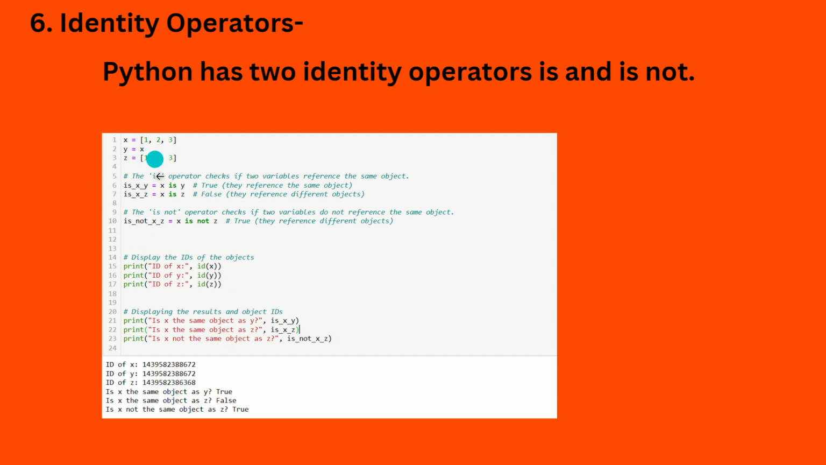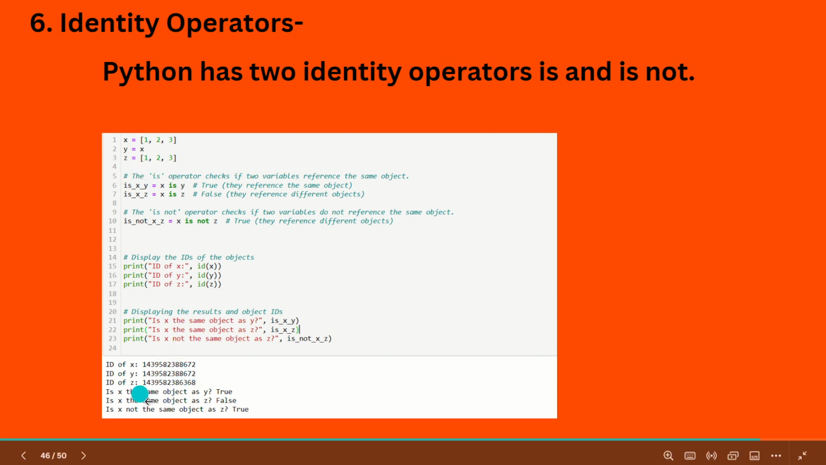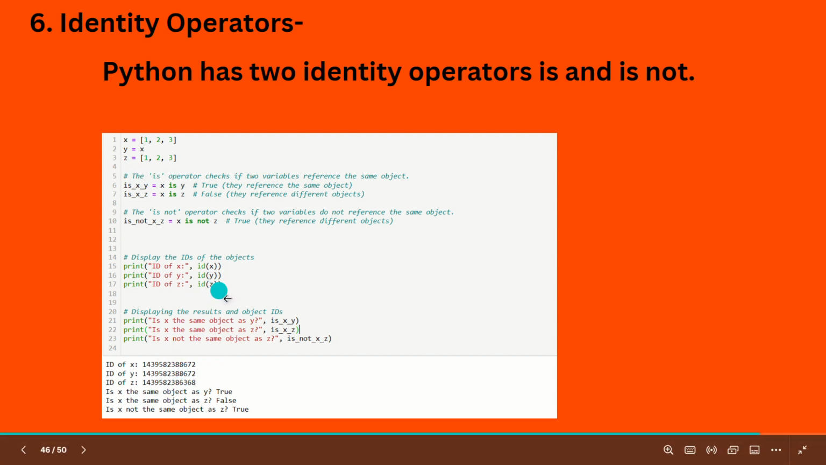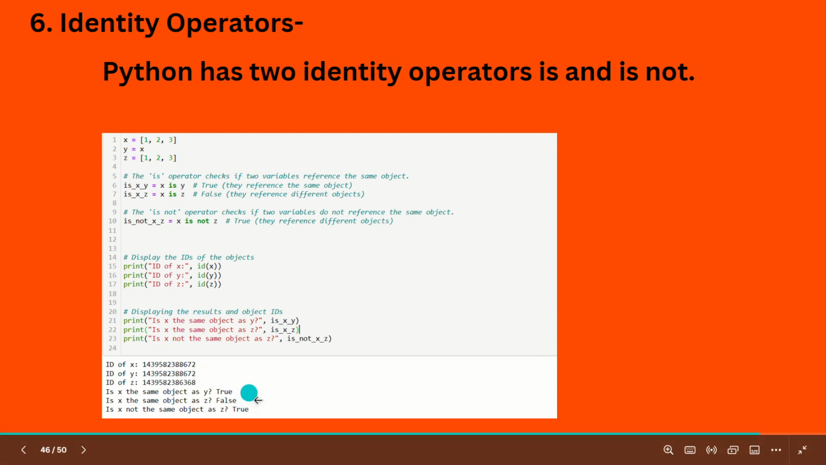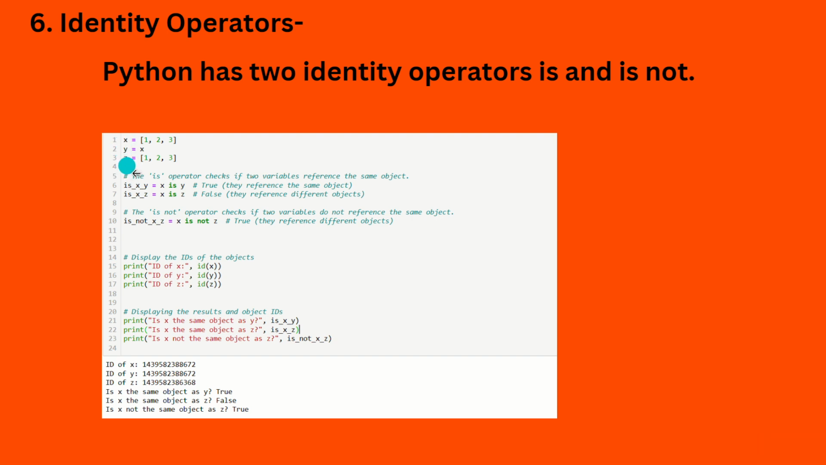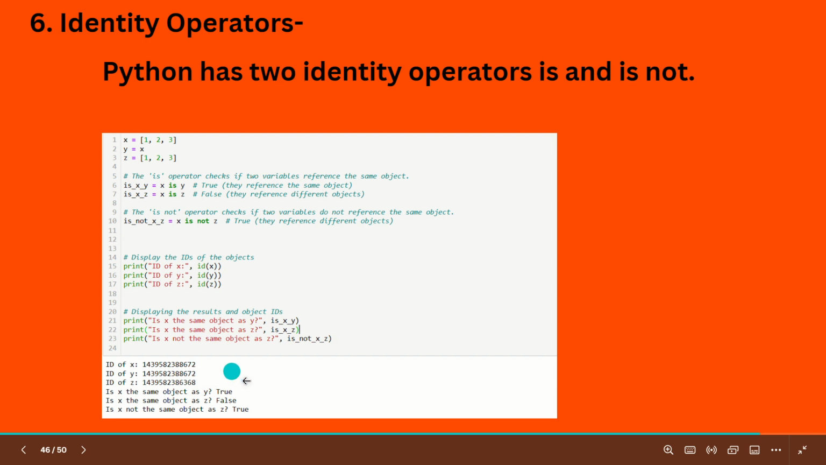Therefore, I am getting the same answer. Whereas z is another variable, though the values are the same, it does not have the same memory location. Look at the difference here. The ID is not matching. If the ID is matching, we get true, else we get false. So we'll check this. x is y, right? Because we have the same ID, we should get true. x is z? No. x and z are two different variables, we get two different IDs. Therefore, we should get false.